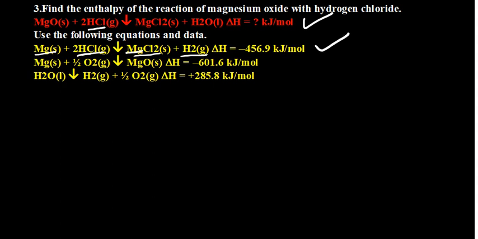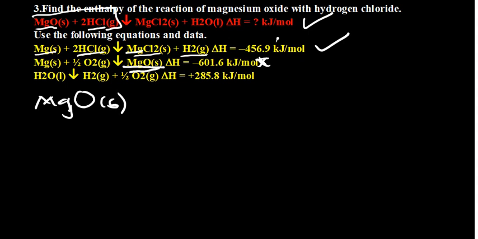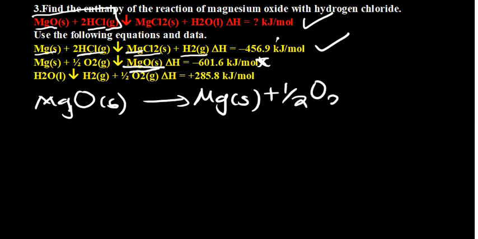The second one, we have magnesium solid, we have half oxygen, magnesium oxide. So anything that is common with the main equation, we have magnesium oxide. In the first equation, it's a reactant. In this equation, it's a product, so we have to reverse it. So this product will become a reactant. So we have magnesium oxide in solid form, giving us magnesium plus half oxygen molecule. Remember we've said that whenever you reverse it, the enthalpy is supposed to change the sign. Since it's a negative, it will become a positive, 601.6. Okay, so let's even remove it there.